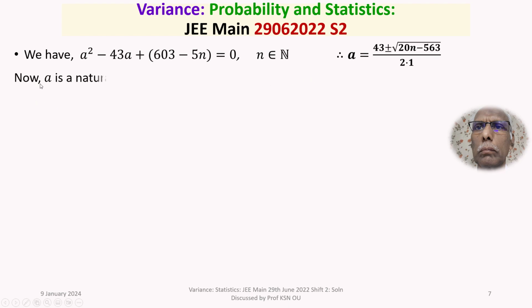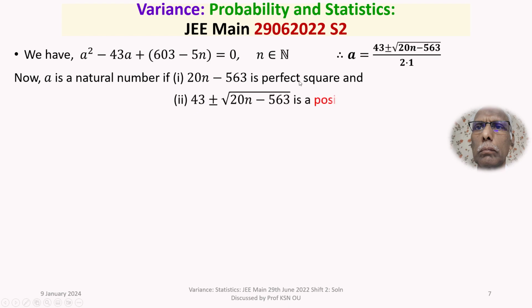Agreed. So now A is a natural number if two conditions are satisfied. The first condition is that 20n minus 563, the discriminant of this quadratic equation, is a perfect square. And the second condition is that 43 plus or minus the square root of the discriminant, divided by 2, is a positive integral multiple of 2. That means it also turns out to be a natural number.